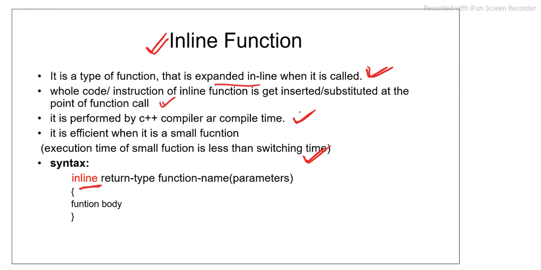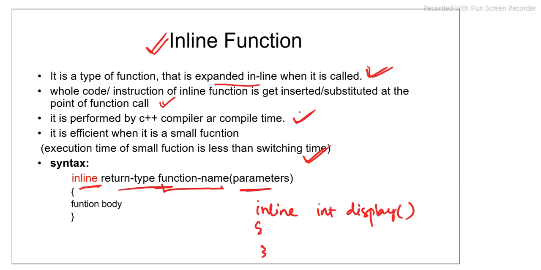So inline, space, return type of the function, then the function name we need to specify, and some parameters if required we can pass. And it is followed by a pair of curly brackets with the function body. Suppose inline, return type, let's say int, function name, let's say display. Okay, so like this we can write the inline function, and inside these braces we can mention the function body.